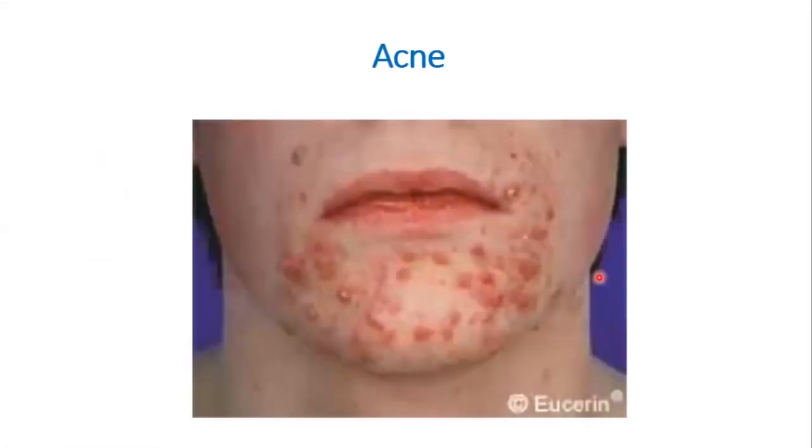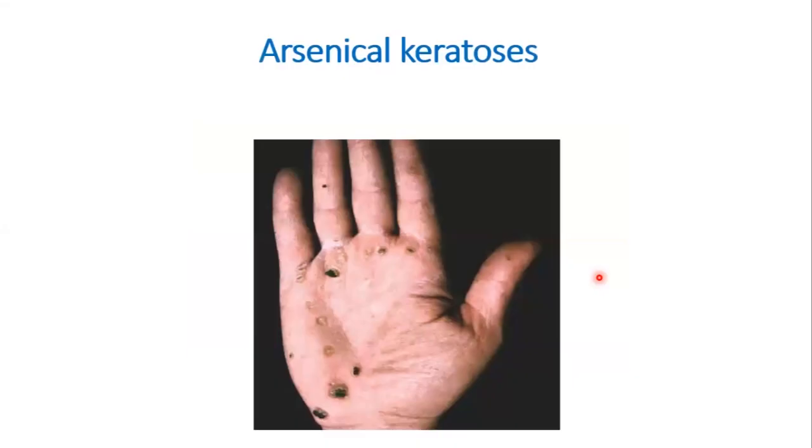So that's acne, and that's the arsenicosis, these black spots. So I can imagine that as I speak, this condition could be commonly seen in Bangladesh, where most of the population is exposed to drinking water containing very high levels of arsenic.